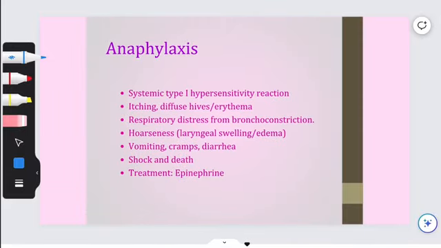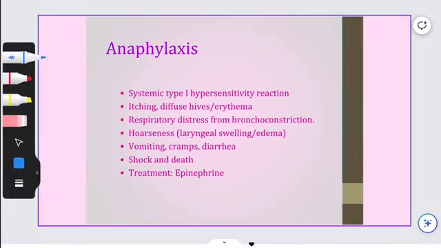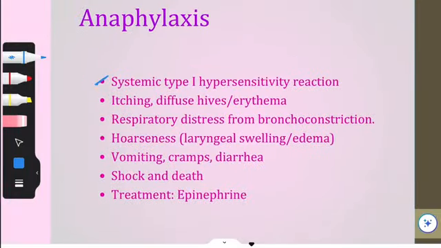Anaphylaxis is an example of a systemic type 1 hypersensitivity reaction. Patients who get anaphylaxis develop itching and diffuse hives and erythema. They will develop respiratory distress from bronchoconstriction. They can develop hoarseness of voice because their larynx will swell and become edematous. They can also get GI symptoms like vomiting, cramps, and diarrhea, and this can lead to shock and death.